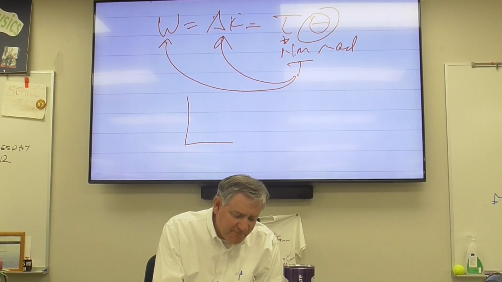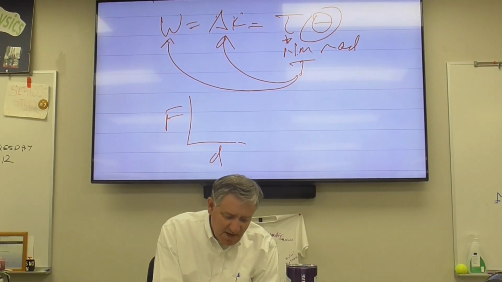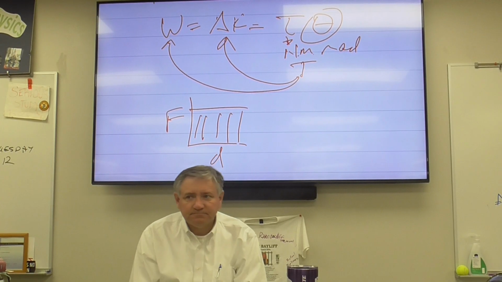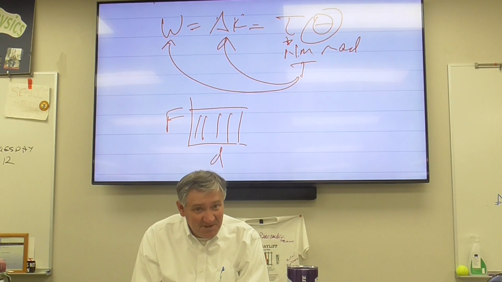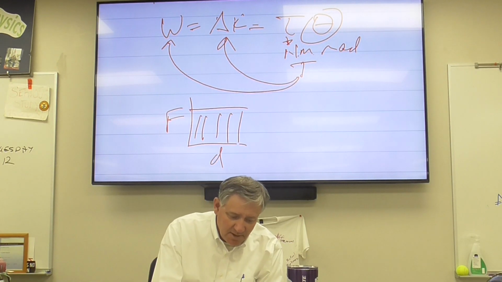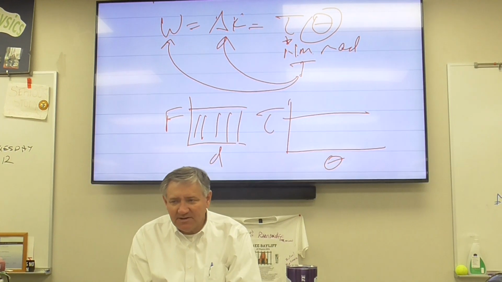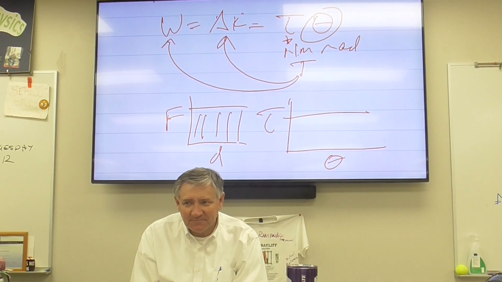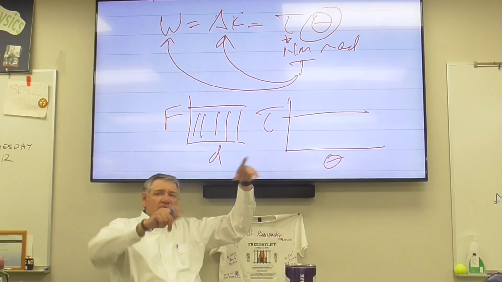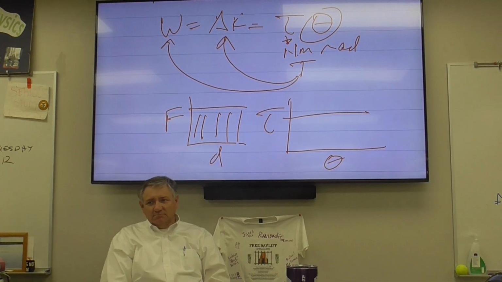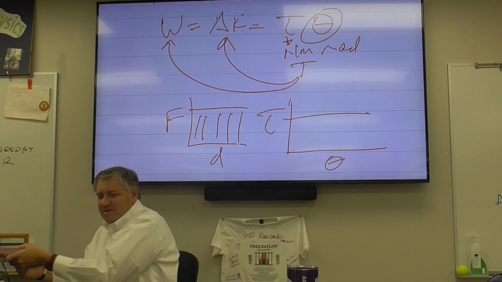So, if you have a force distance graph, what does the area underneath the force distance graph give you? Work. That is Newton meters, right? If you have a torque theta graph, what does the area underneath that represent? Work. It's the same concept, right? Instead of force and distance, it's torque and how many radians it moves through. Okay? All right.